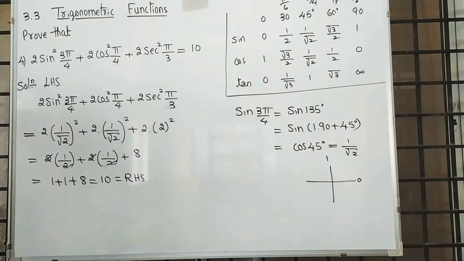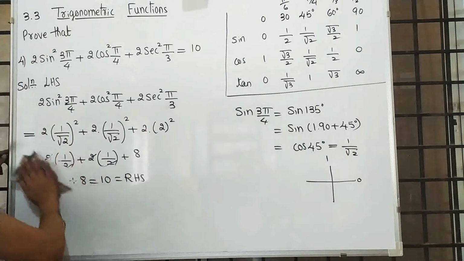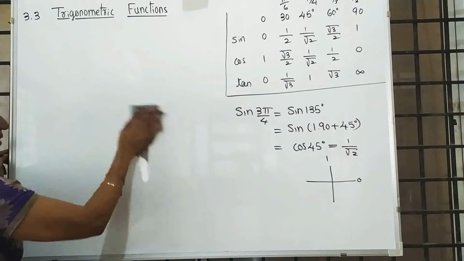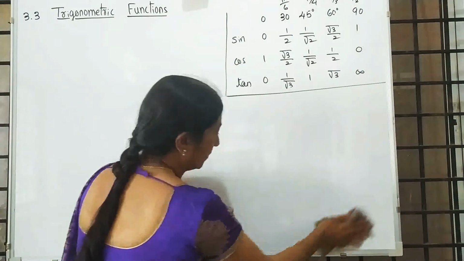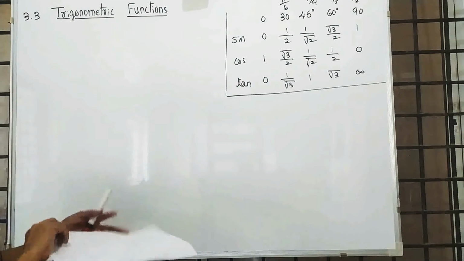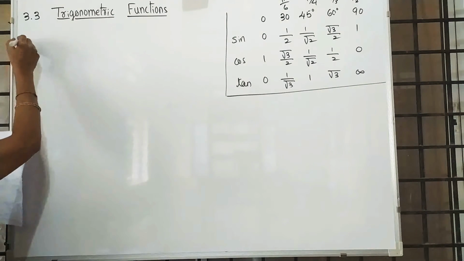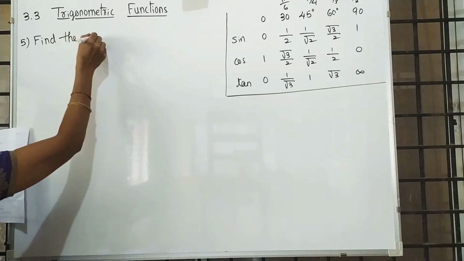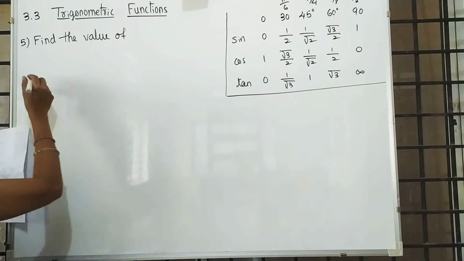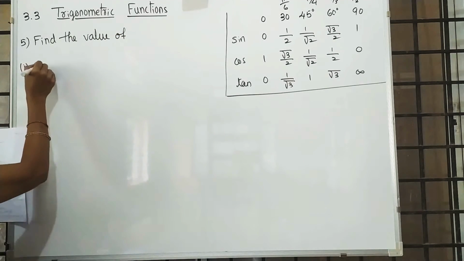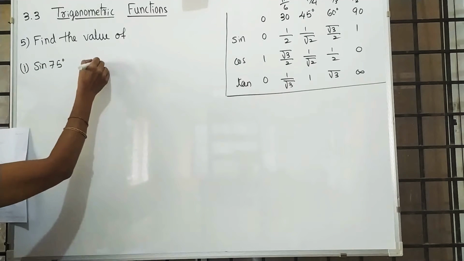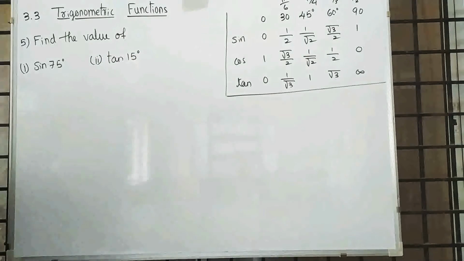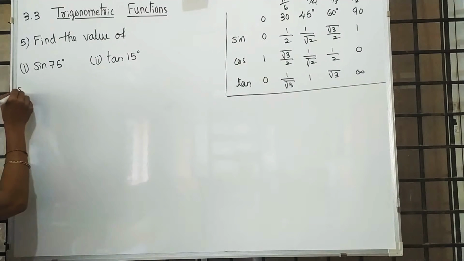Yes, all the sums are very simple. Only thing you have to remember the table and all the basic formulas wherever it is necessary. Moving to the next question, that is the fifth one. Fifth question is find the value of, in that first one, sine 75 degree. Two questions are there. Tan 15 degree. So for first we are moving to sine 75 degree.